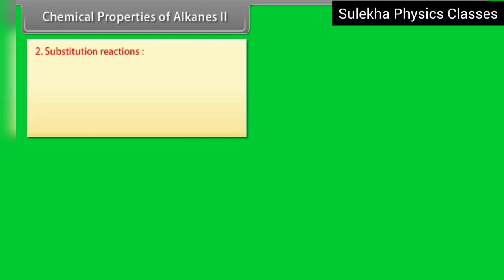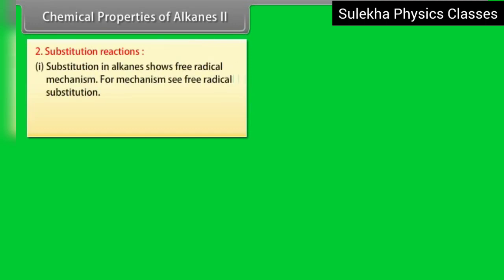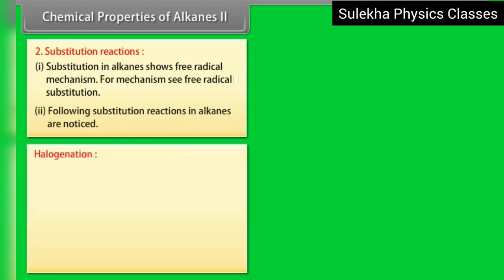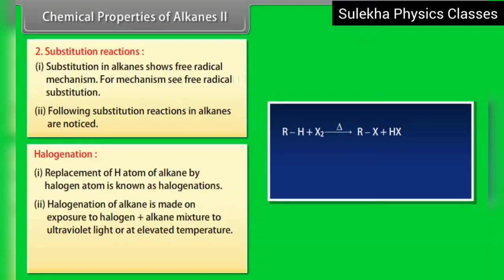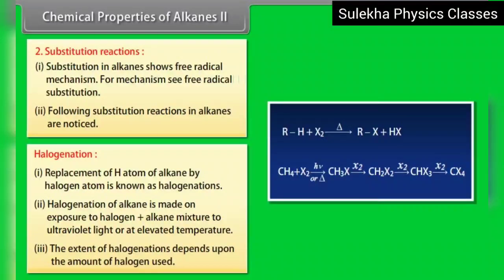Chemical properties of alkanes 2. Substitution reactions. Number 1. Substitution in alkanes shows a free radical mechanism. For the mechanism, see free radical substitution. Number 2. The following substitution reactions in alkanes are noticed. Halogenation. Number 1. Replacement of a hydrogen atom of an alkane by a halogen atom is known as halogenation. Number 2. Halogenation of alkanes is carried out by exposing a halogen plus alkane mixture to ultraviolet light or elevated temperature. Number 3. The extent of halogenation depends upon the amount of halogen used.